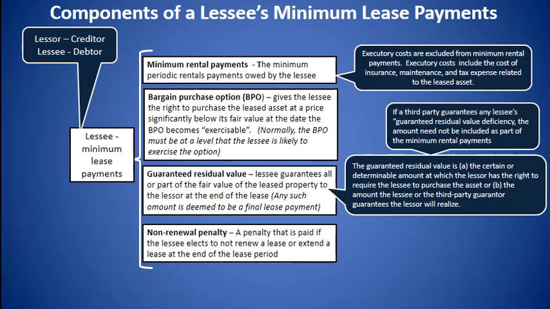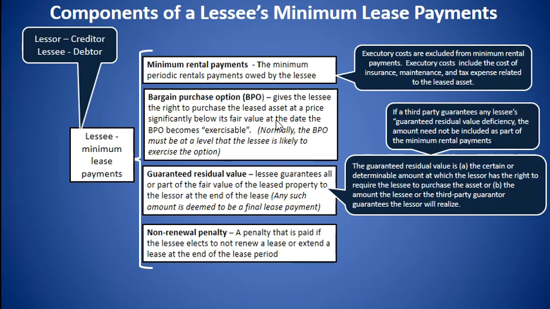Now, don't get them confused with what they call executory costs. The executory costs are excluded from the minimum rental payments, so that's not included in the minimum rental payments. These types of costs include things like insurance, maintenance, tax expense, all these items related to the leased asset. They're not part of the minimum rental payments.